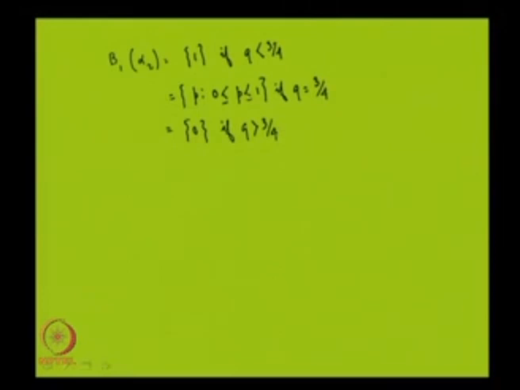Q is greater than 3/4, P is equal to 0. So, let us draw the diagram, draw the best response function. So, the critical value for Q is 3/4. So, this is suppose 3/4. If Q is less than 3/4, P is equal to 1. If Q is equal to 3/4, P can take any value. If Q is greater than 3/4, P is 0.